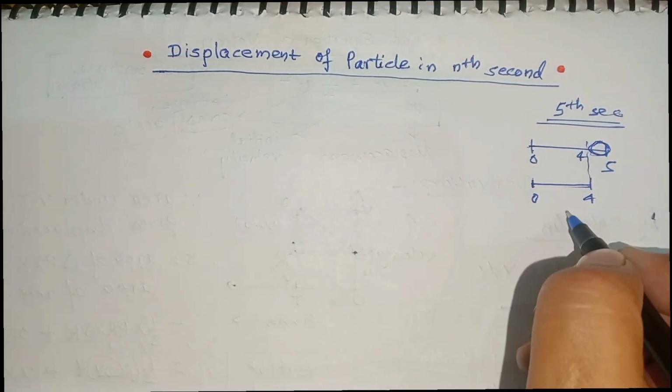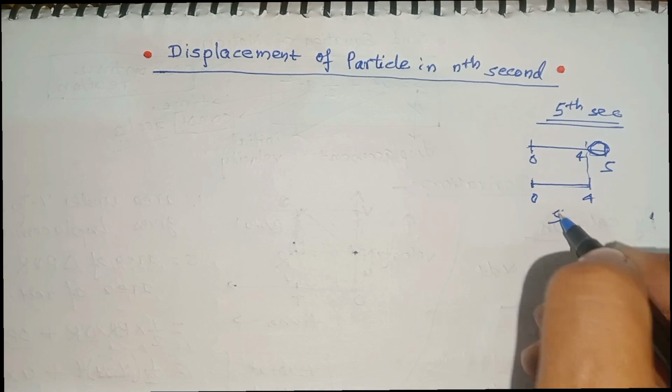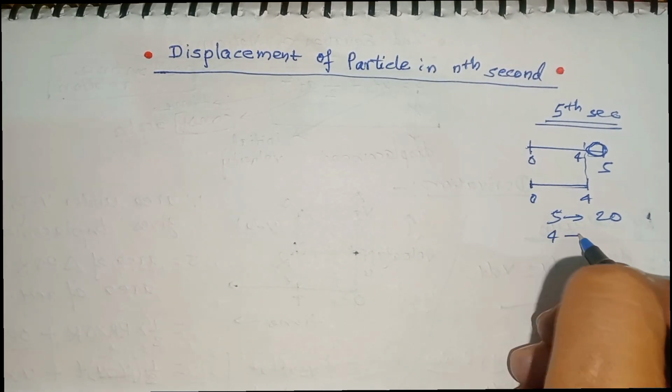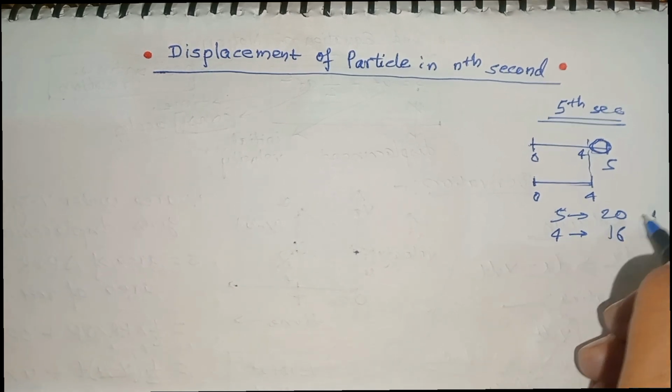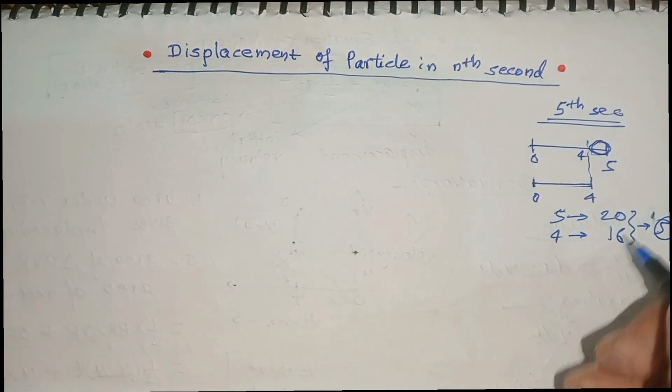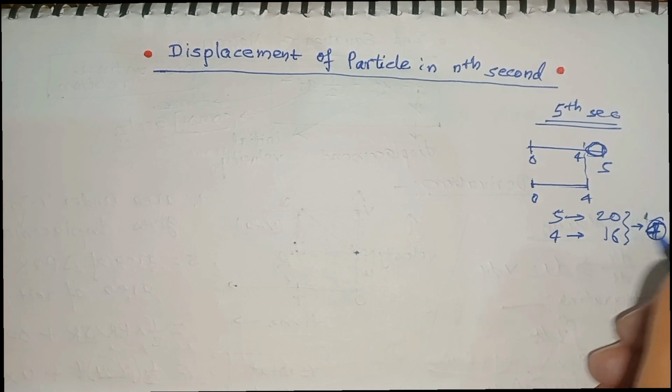Okay, suppose the distance traveled in 5 seconds is 20 and the distance traveled in 4 seconds is 16. It means in the 5th second the distance traveled is 5. Okay, sorry, 4. This difference is 4.